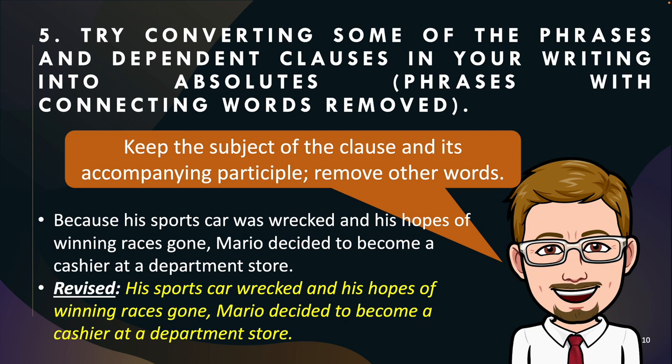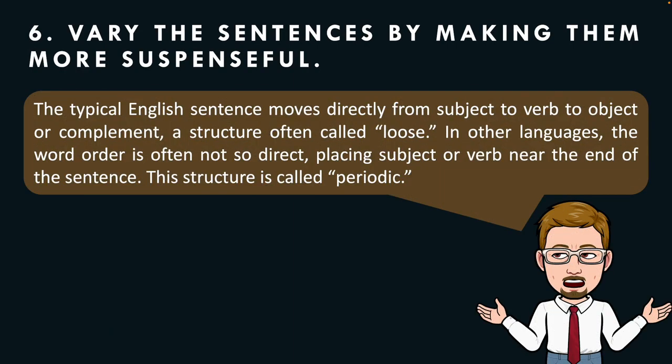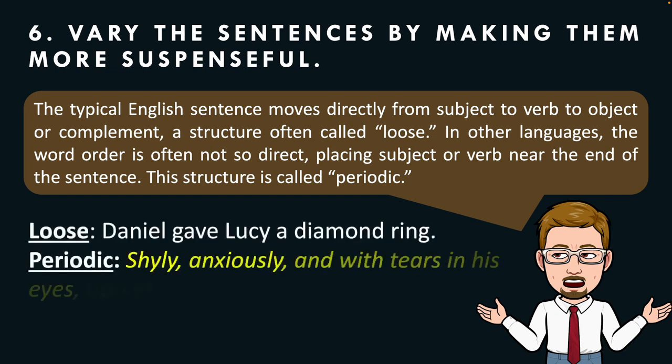Now, the last suggestion would be to vary the sentences by making them more suspenseful. The typical English sentence moves directly from subject to verb to object or complement, a structure often called loose, and I will give you an example of that. In other languages, the word order is often not so direct, placing a subject or verb near the end of the sentence, right? This structure is called periodic. Like the example right here.